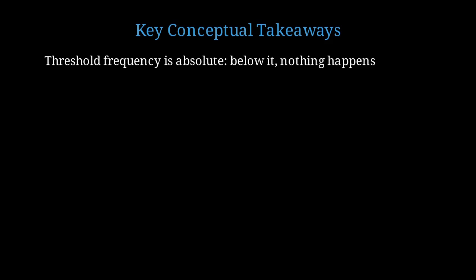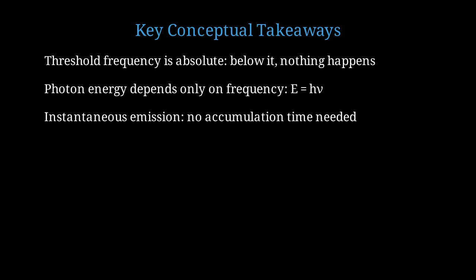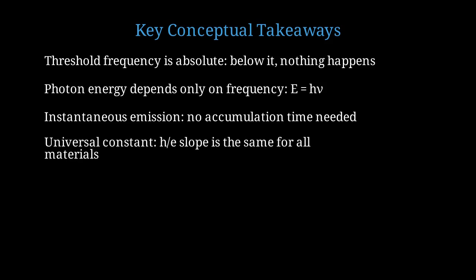Let me emphasize the key conceptual points you must understand. The threshold frequency is absolute. Below threshold, zero emission regardless of intensity or time. This is incompatible with wave theory. Photon energy depends only on frequency through E equals h nu. Intensity affects number of photons, not individual photon energy. Emission is instantaneous above threshold. No accumulation time. This directly contradicts classical predictions. The slope h over e is universal, the same for all materials. Only the work function phi varies by material.